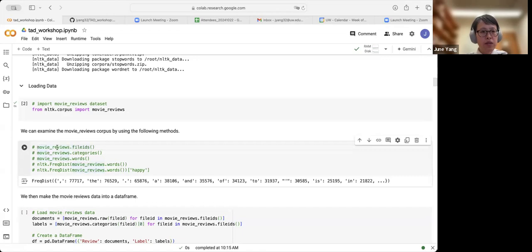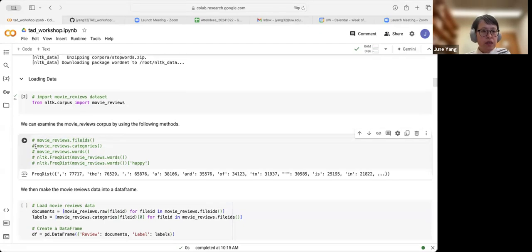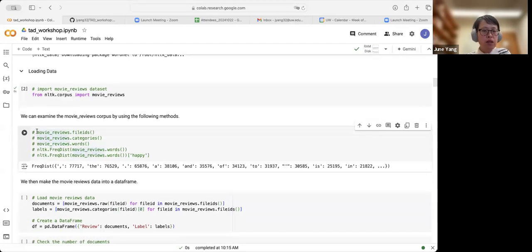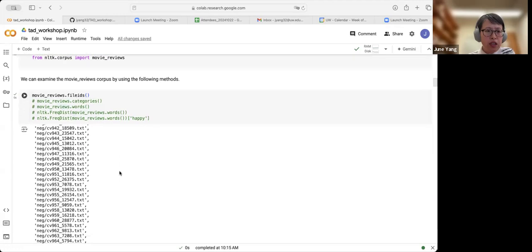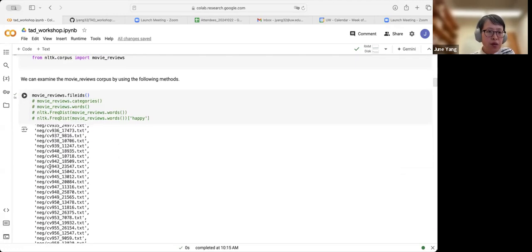The fields after the dot actually mean the method that's associated with this object, because Python is mainly an object-oriented programming language. So if we want to examine what this movie reviews dataset contains, for example, we can use this fileids method. We can notice it looks like it contains subfolders. This one is called negative.